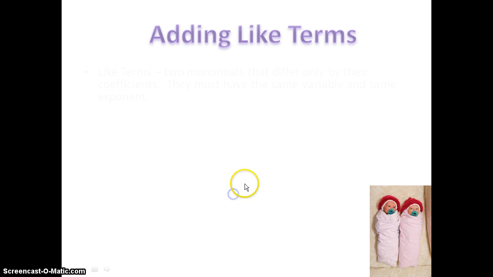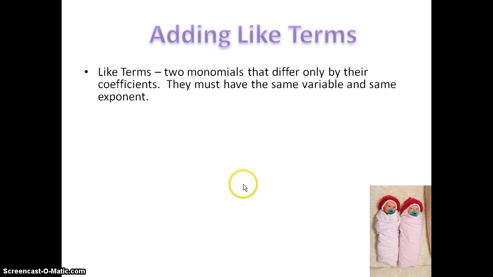Alright, so we're going to start off with something really simple here. It's just a definition of like terms. Like terms are two monomials that differ only by their coefficients. So they have to have two things that are alike. They have to have the same variable and the same exponent. Okay, it's kind of like the twins.